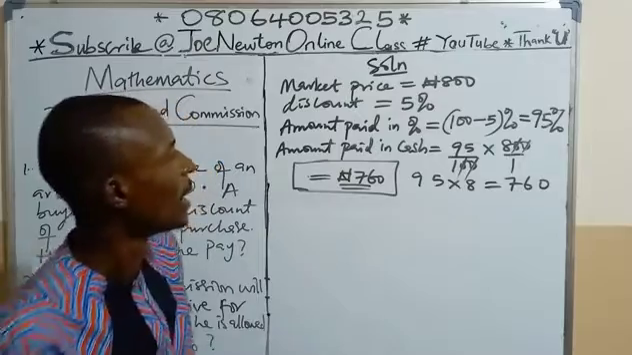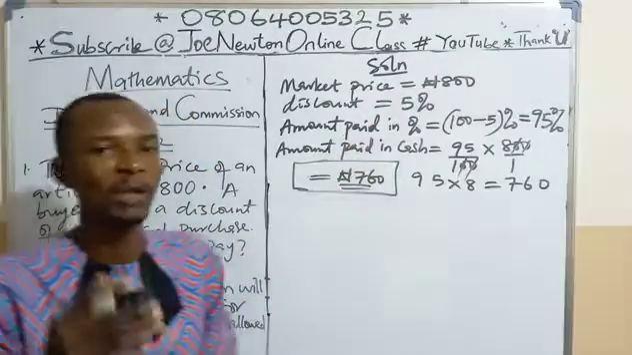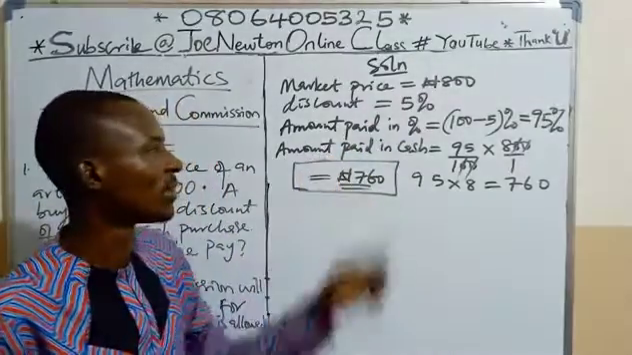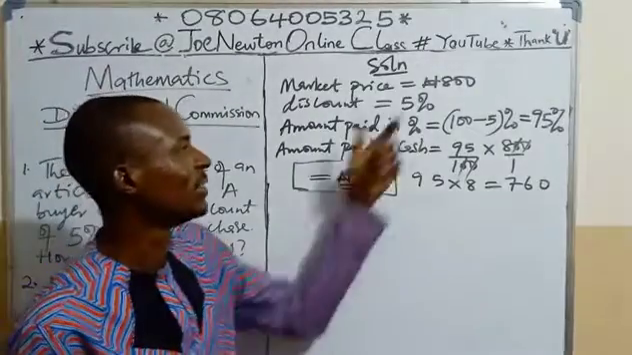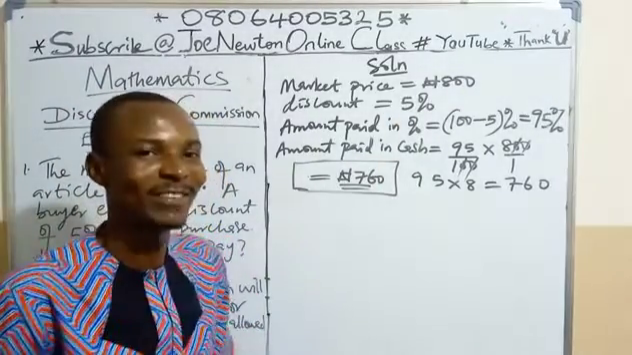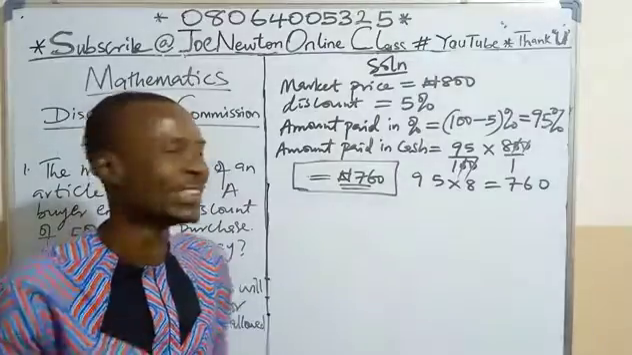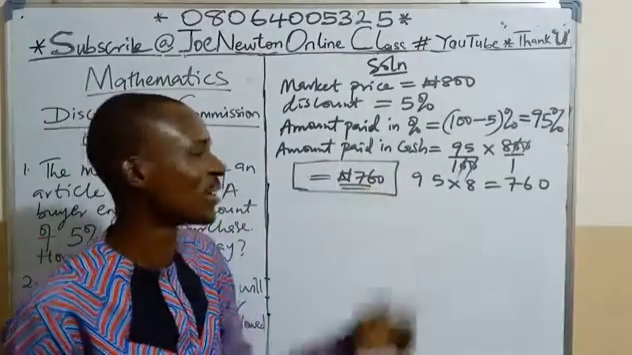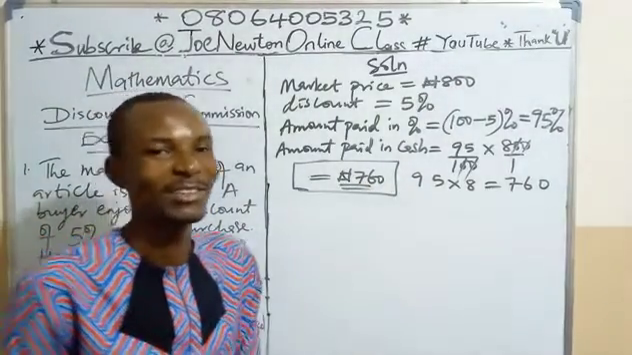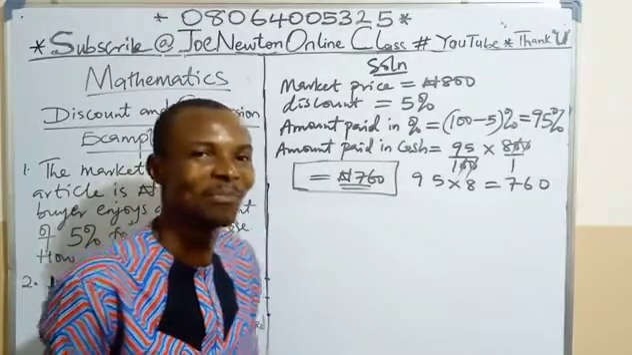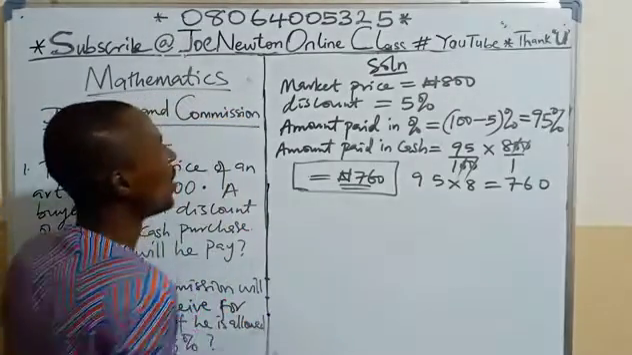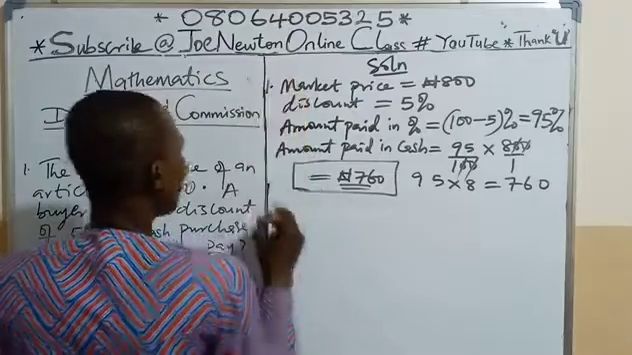So the actual amount paid in cash by the buyer now is 760 naira, because he has been granted a discount. If you want to know the actual discount granted to him in cash, it is simply 800 minus 760 naira. You know that his cash discount is 40 naira, of course. Okay, let's go to question number 2.